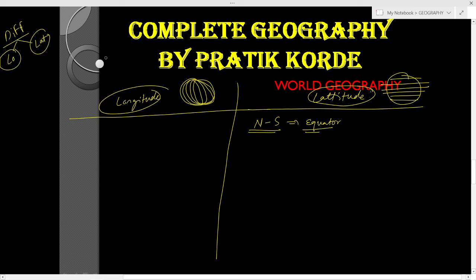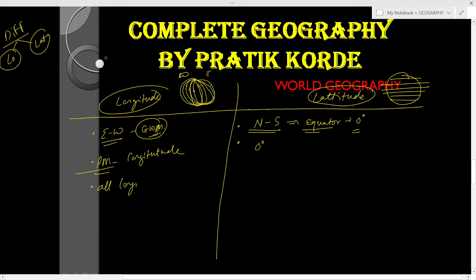As far as longitude is concerned, it is basically east and west of Greenwich. We'll learn what the Greenwich meridian is. Now the equator is the largest or longest latitude, and it is also called 0 degree. As far as longitude is considered, the prime meridian is a longitude. Longitudes are named east or west of the prime meridian, and all longitudes are of equal length.